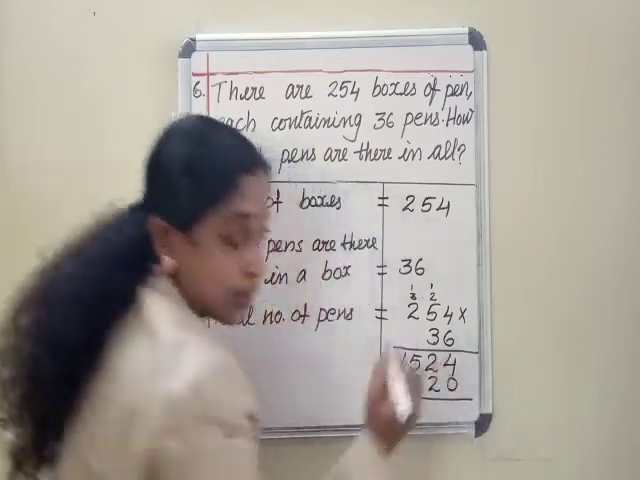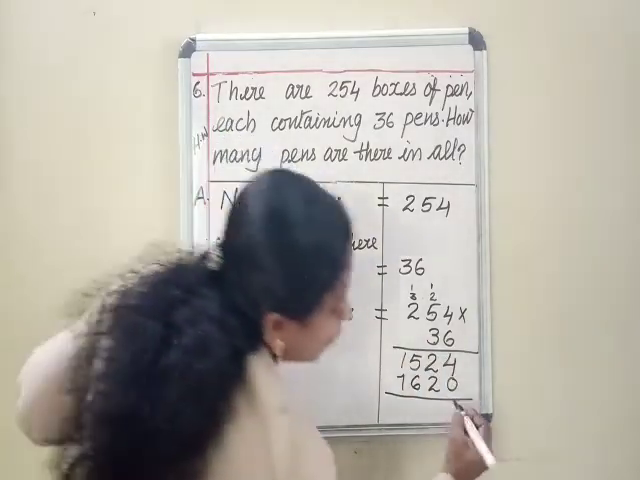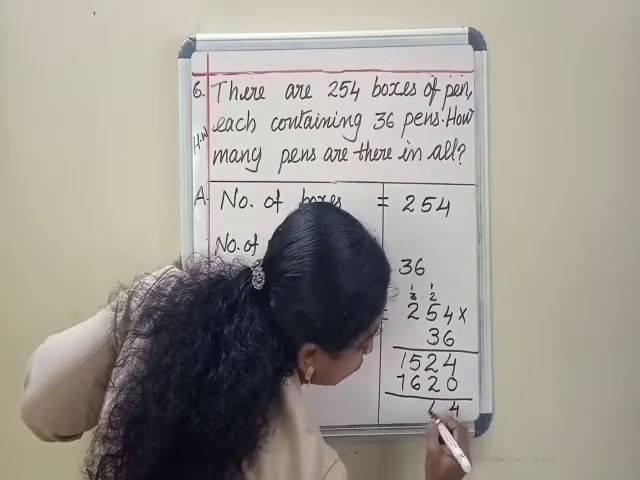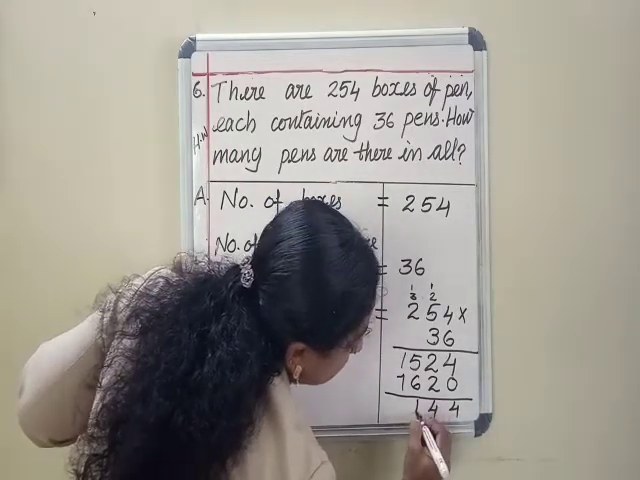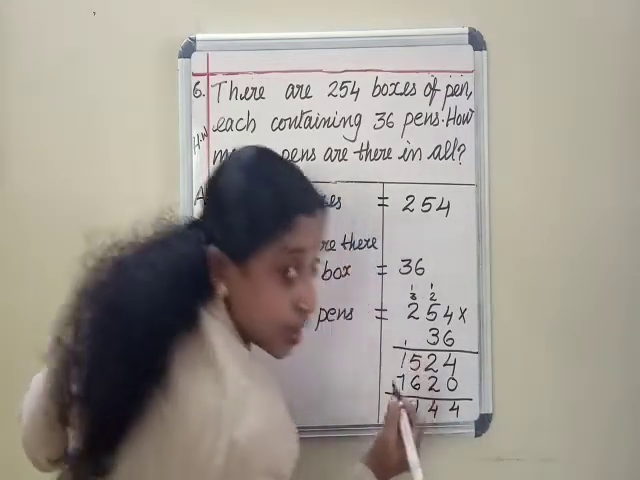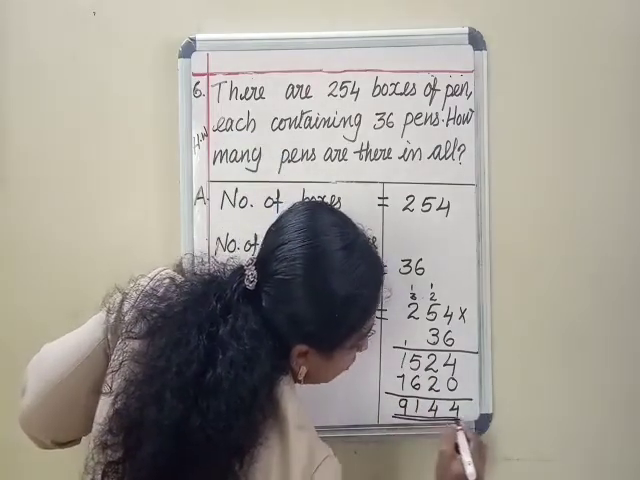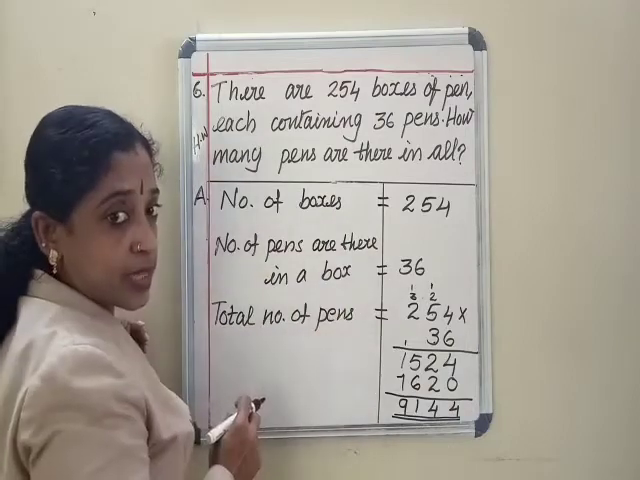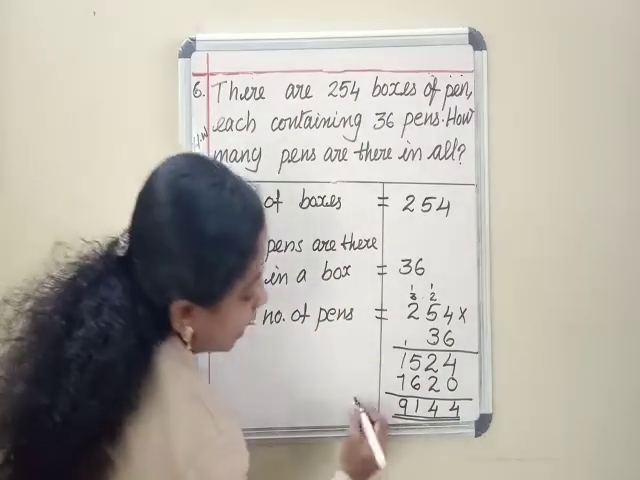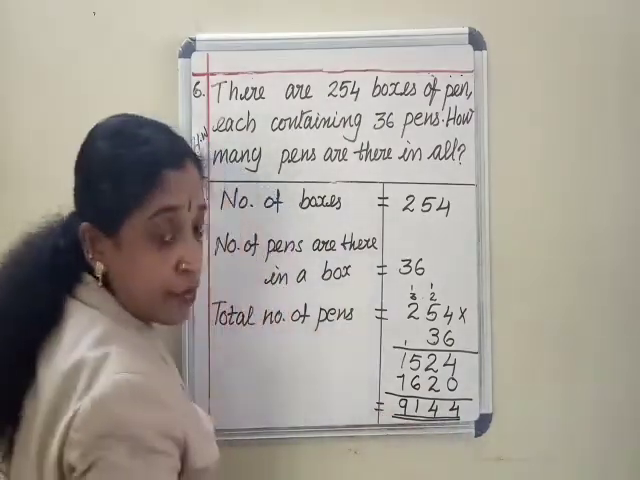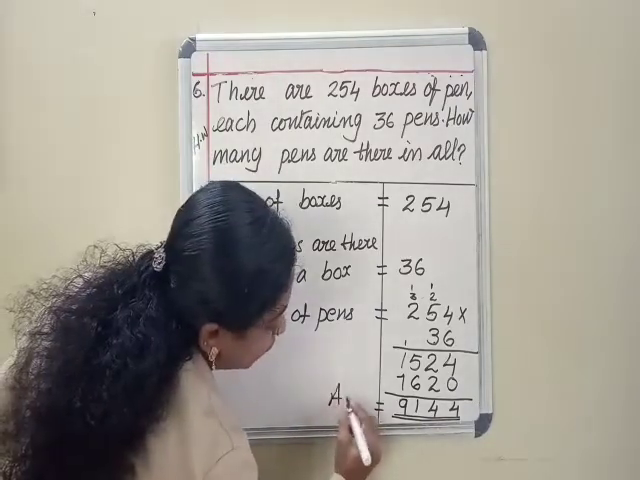Now we have to add these. 4 plus 0, 4. 2 plus 2, 4. 5 plus 6, 11. Carrying 1. 1 plus 1, 2. 2 plus 7, 9. Then what is the total number of pens there in 254 boxes? Yes, 9,144. Here you can write what?